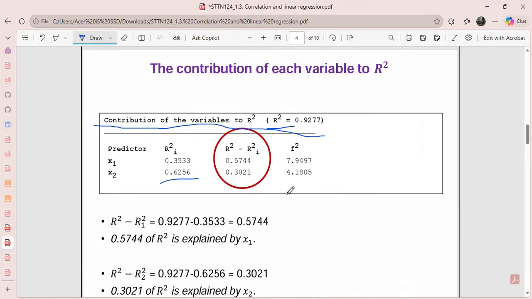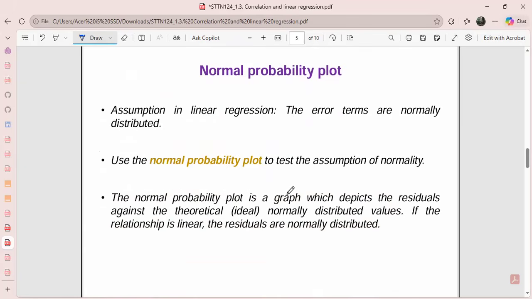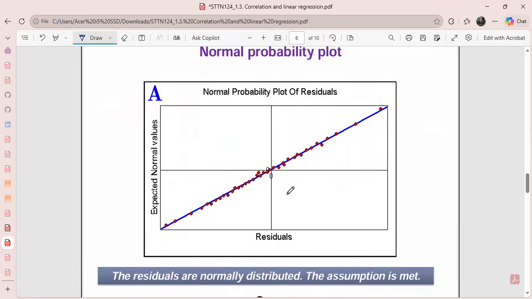If they say contribute the least, that will be x2. So x2, you write that number 0.3021, contribute the least to r squared. So that's how you do the contribution.